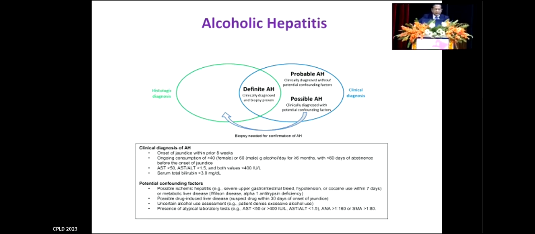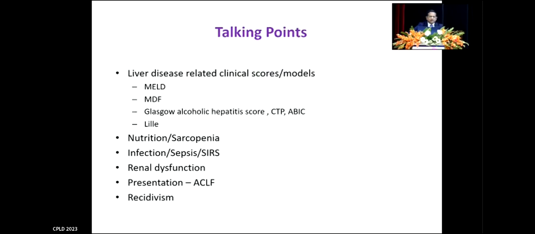So this is a clinical diagnosis of alcoholic hepatitis, and in very pure terms, it's a probable alcoholic hepatitis diagnosis, and this is what I think most clinicians work on. We rarely do liver biopsies to really call it definite alcoholic hepatitis. So now with this definition, we'll talk of determinants of prognosis.